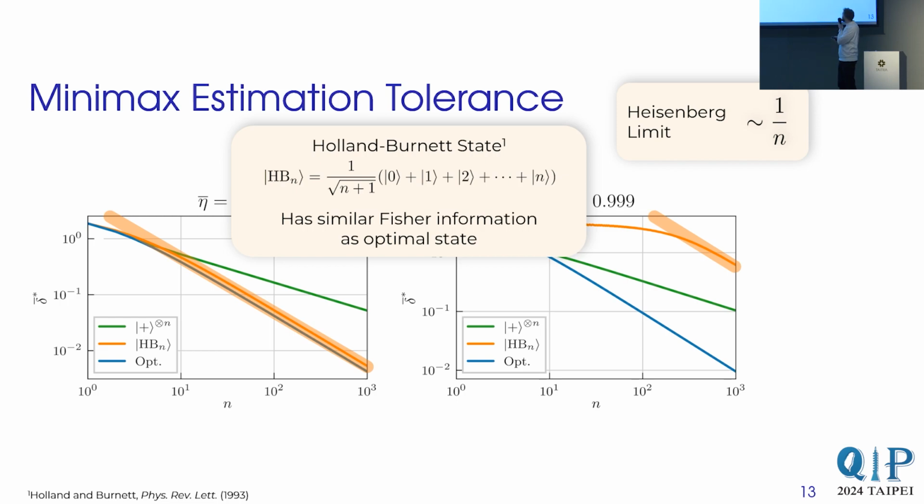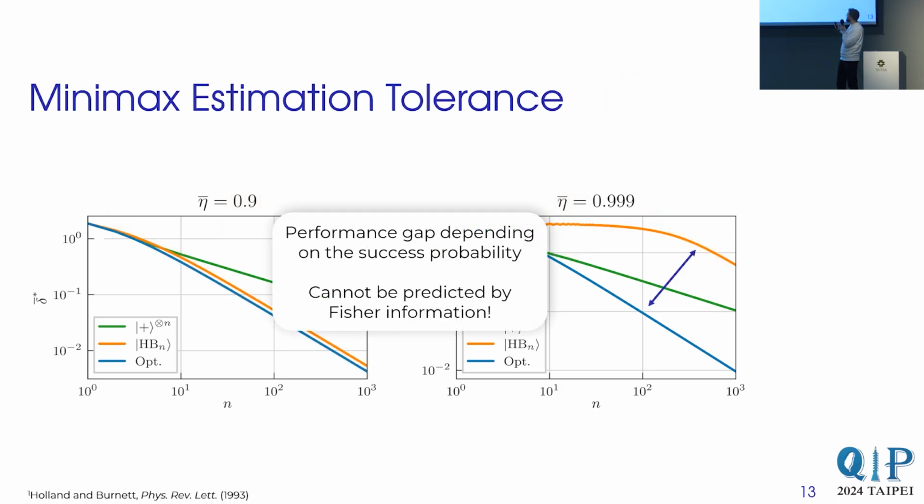And now the interesting part here is that it has the same Fisher information as the optimal state, but now we have this performance gap that opens depending on the desired success probability. And this is something you cannot predict by looking at the quantum Fisher information alone, because it's the same on both plots. So there really is a state which asymptotically has the Heisenberg limit.